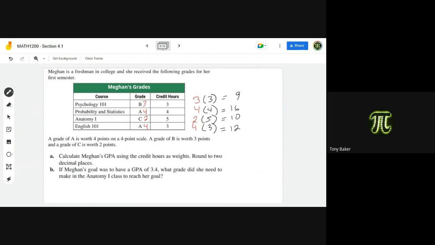Okay? Step 1. I have to now add all those together. So 28, 38, 47. So that formula that they gave you on the last page, that's how you get the top number. You multiply each one out, add them all together. So in this case, she's earned 47 points.